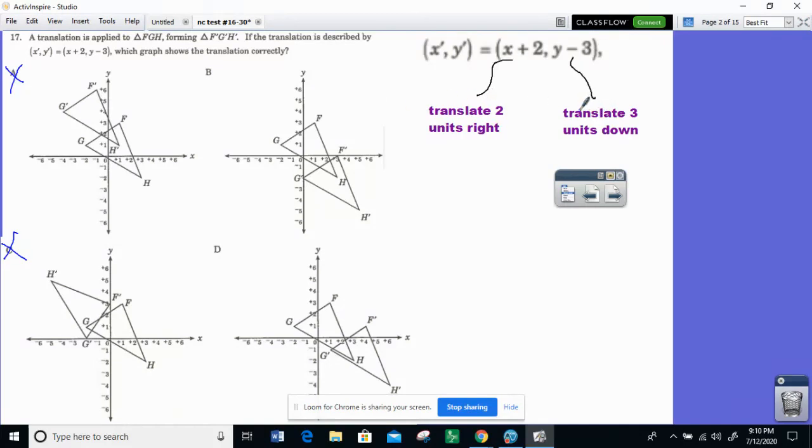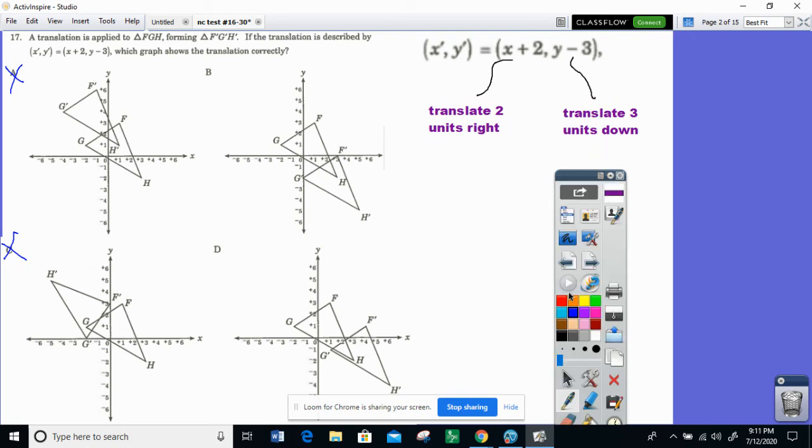How do we know which one of those to choose? Well, we need to translate 3 units down on the y-axis. So if we look at the coordinates for point F, let's say F starts at (1, 3). 2 units to the right would mean we wanted to go from an x value of 1 to an x value of 3. So that happens for F prime here.